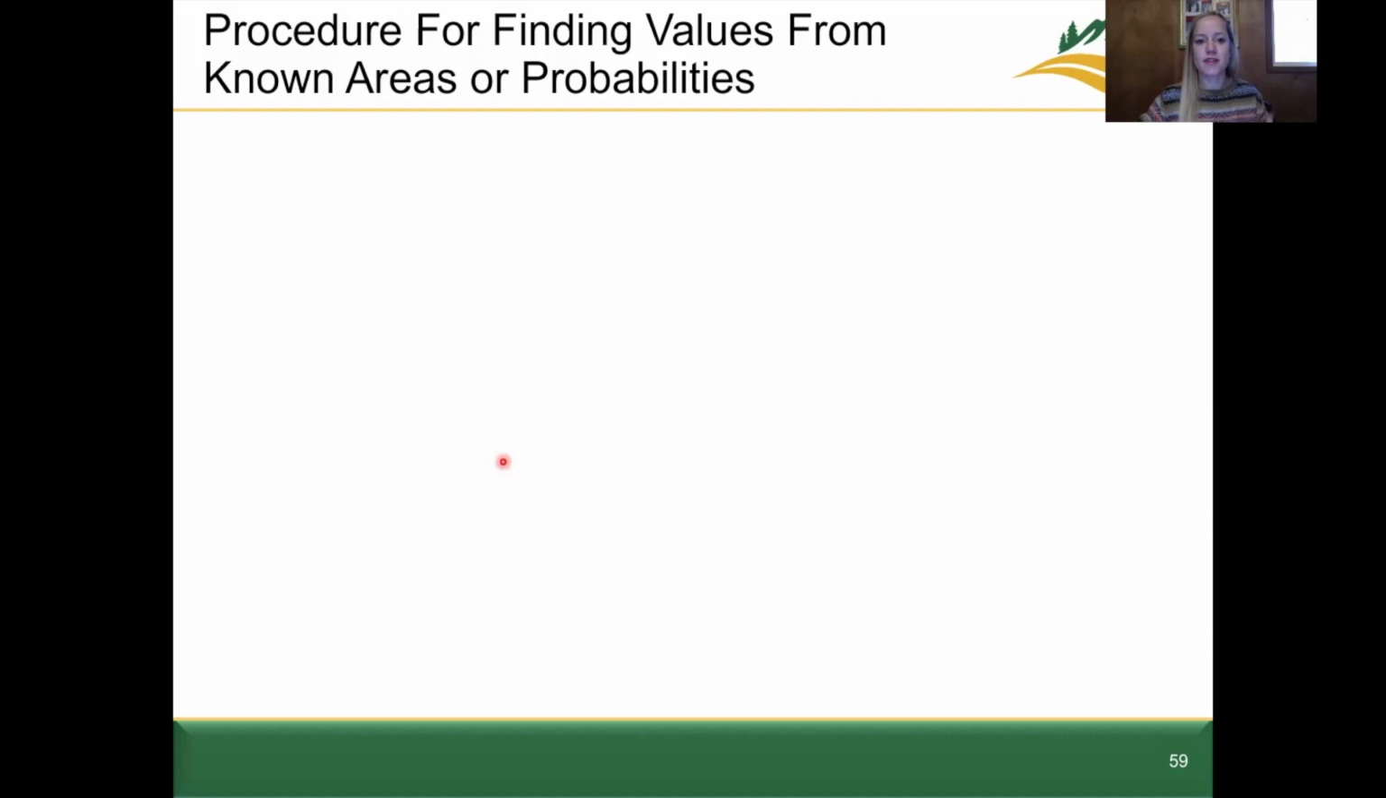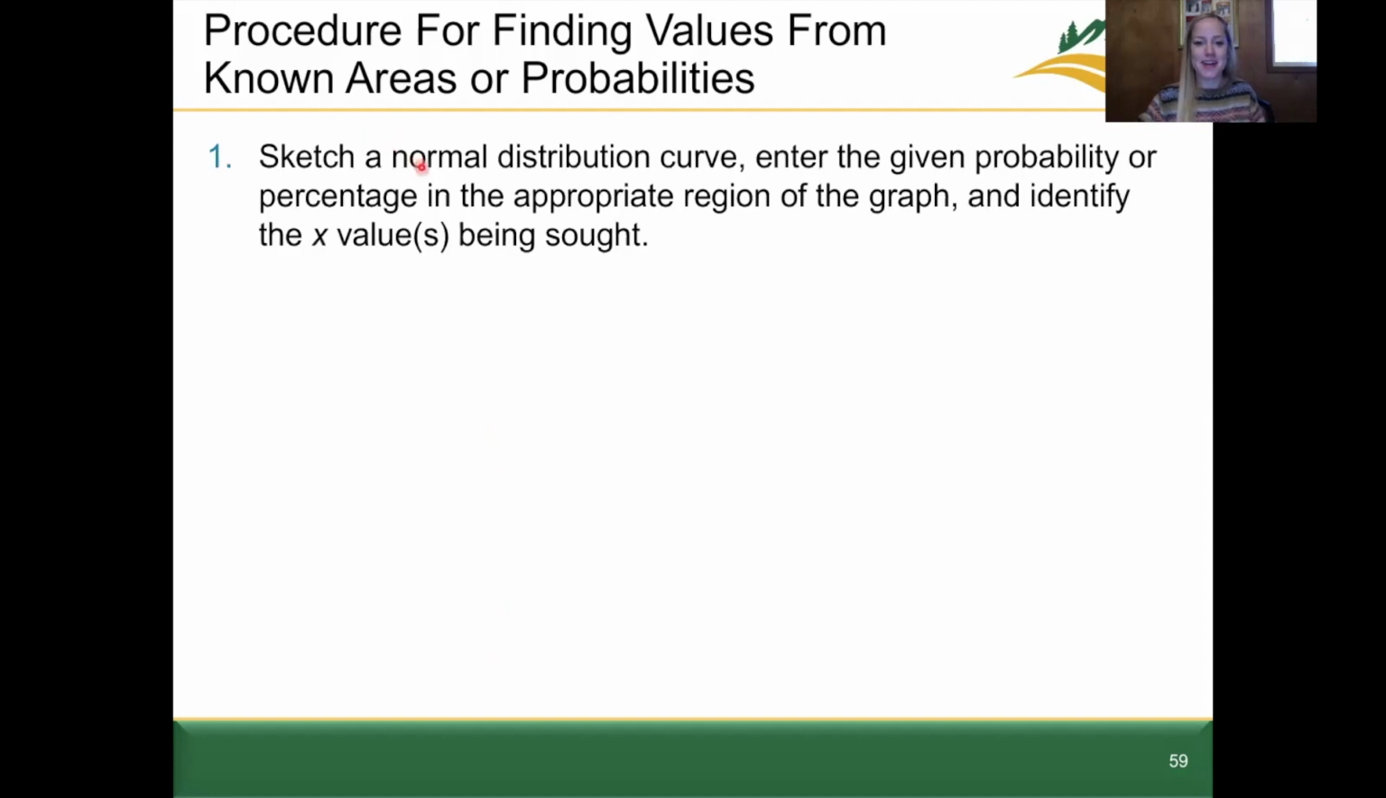Now we're going to go into the steps for finding values from a known area or probability. Number 1, surprise, we're going to draw a graph first. So sketch the normal distribution curve, and enter the given probability or percentage value in the appropriate region of the graph, where the probability or the percentage value is the area. Then once we have the graph drawn out and the given area, we want to identify the X values that are being sought after. We can do this with either Excel or Table A2.